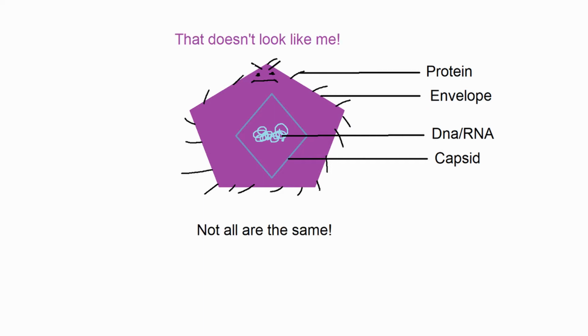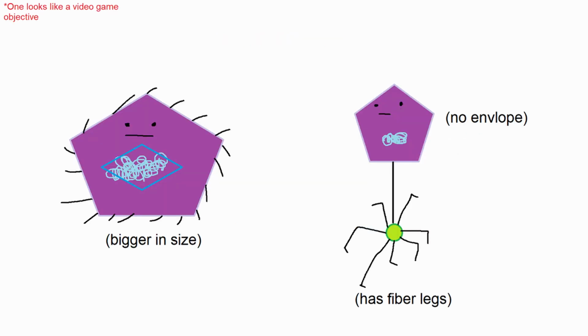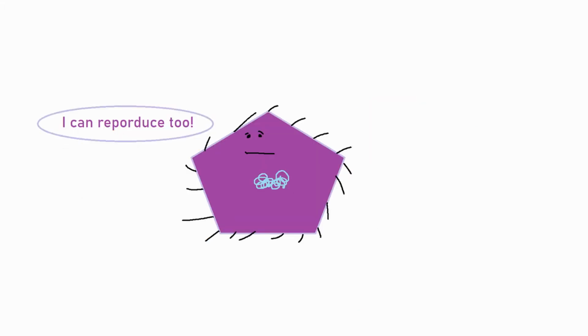However, it is important to note that not all viruses are like the ones shown in the diagram. Some viruses, just like humans, can be different in many ways. For example, they can have a different envelope, a different capsid, or have DNA or RNA. There's many varieties of viruses, and they're not all the same. In addition, viruses can also reproduce.